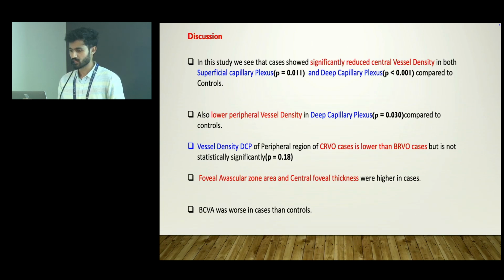So in this study, we see that the cases showed significantly reduced central vessel density in both superficial capillary plexus and deep capillary plexus, and also lower peripheral vessel density in deep capillary plexus compared to the controls. Vessel density of the deep capillary plexus of the peripheral region of the CRVO cases is lower than the BRVO cases, but is not statistically significant.